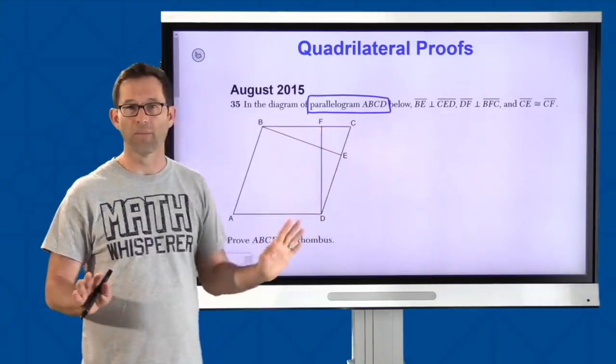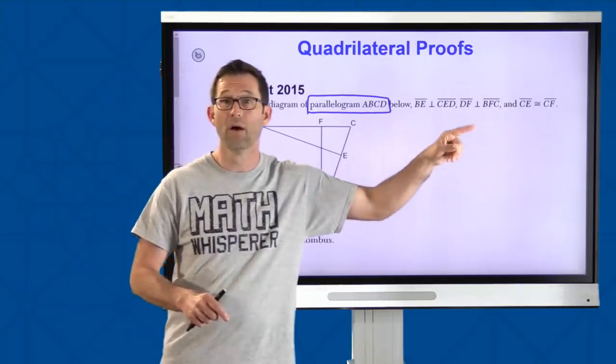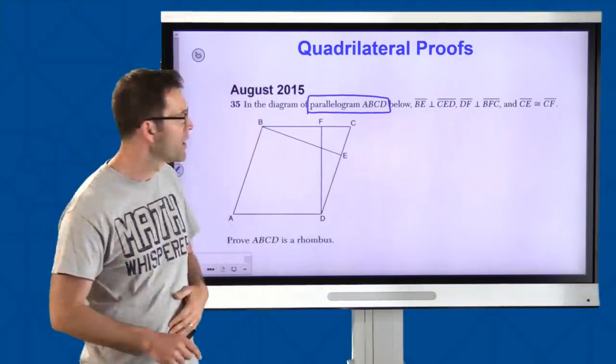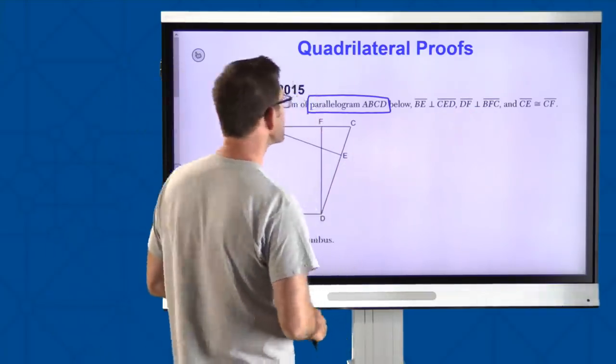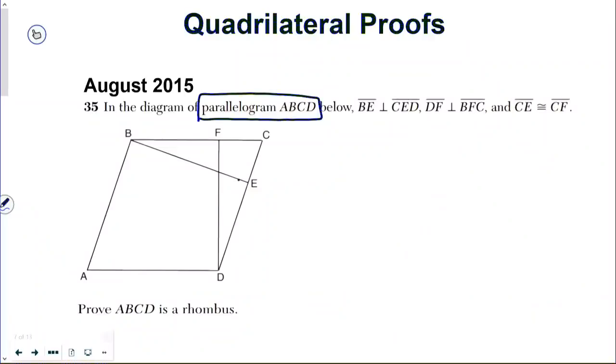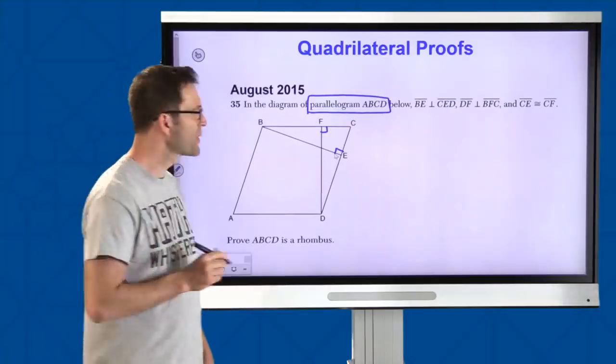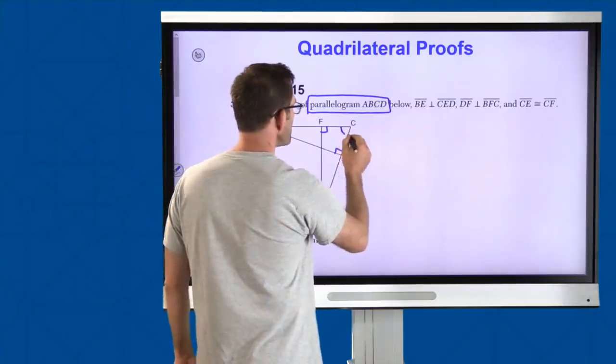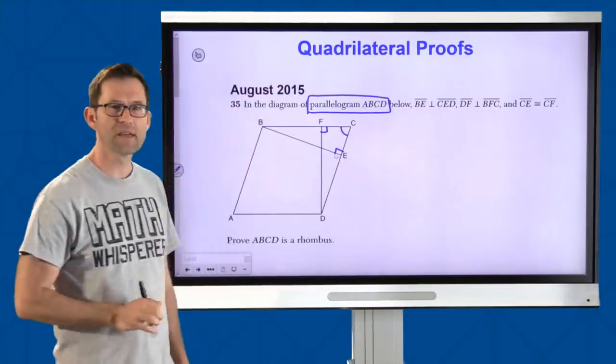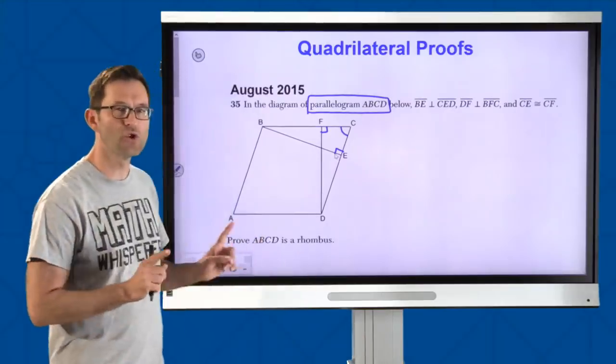So can I figure out that this triangle is congruent somehow to this triangle? Well, let's see what they've told me. So at this point, I'm going to start to bring in all of this kind of stuff over here. Well, they tell me that BE is perpendicular to CED. That means that's a right angle. They tell me that DF is perpendicular to BFC. That means that's a right angle. Oh, that's kind of helpful, right? I also know, by the way, that they share angle C.